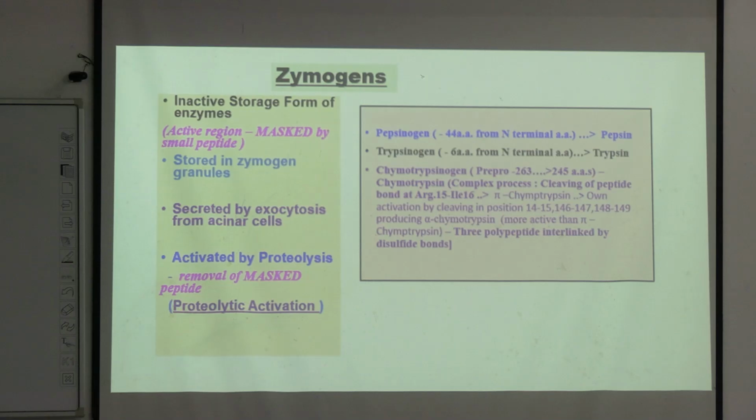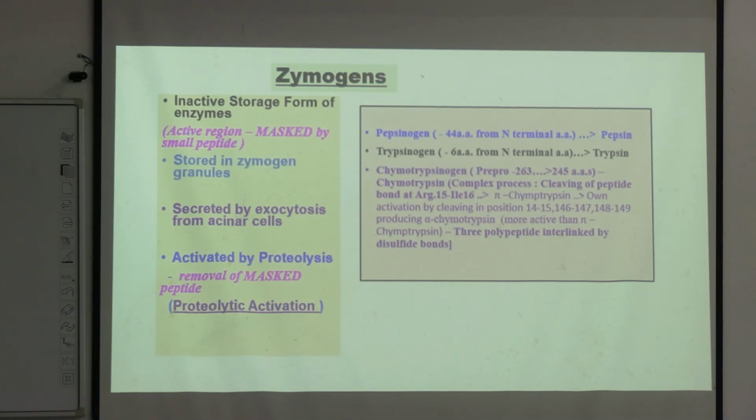So, they are secreted by exocytosis, and they are activated by proteolysis, meaning that the particular masked oligopeptide will be removed. That is called proteolytic activation. In the case of pepsinogen, 44 amino acids are removed from the original pepsinogen molecule. That removal of the 44 amino acids converts it into an active enzyme molecule, that is pepsin. Similarly, for trypsinogen, there is a hexapeptide which marks the site. So, that is called trypsin.